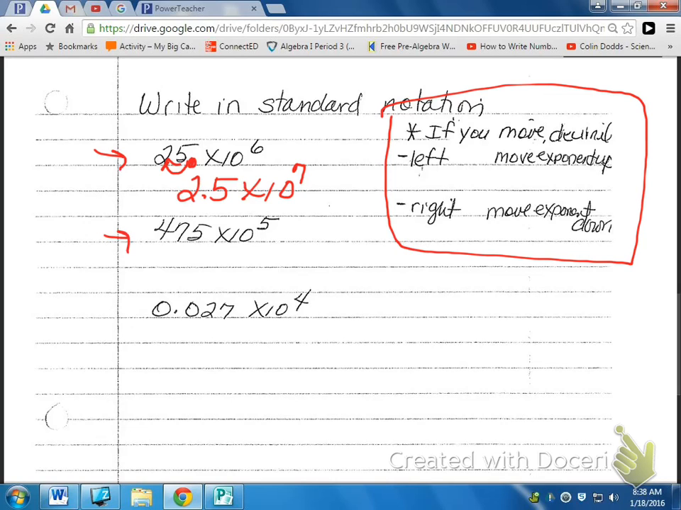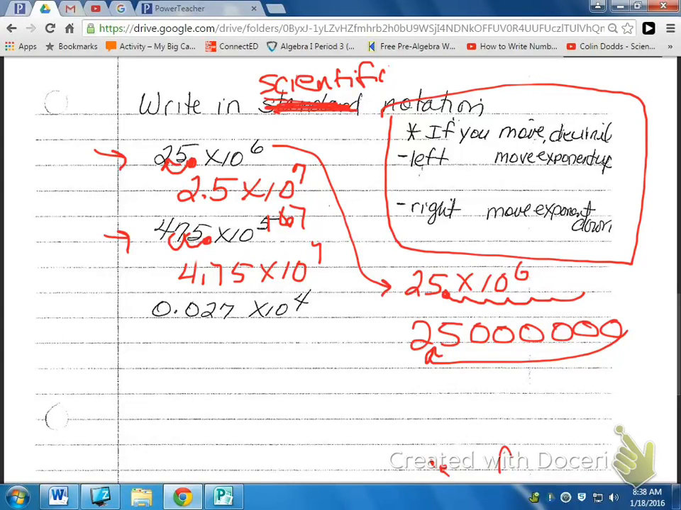Same way with 475 times 10 to the 5th. The decimal's here. I'm going to have to move it over 2 places. So 4.75, that's going to make it times 10 to the 7th. And then finally the last one. So this is supposed to read right in scientific notation. The last one is a decimal. We have to move it this direction, and every time we move it, that's going to make this go down, and we've moved that one twice. 2.7 times 10 to the 2nd.